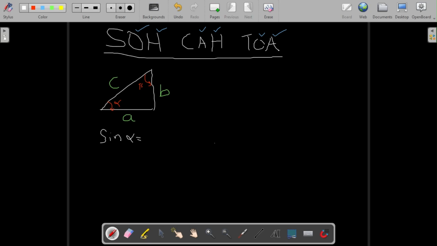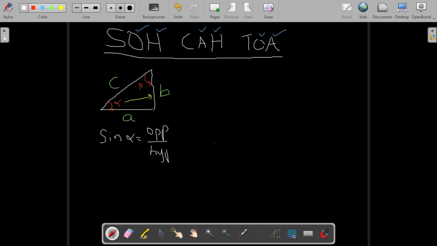opposite over hypotenuse. The truth about the opposite of a right angle triangle, looking at SOH CAH TOA, is that you have to consider the direction the angle is facing. If you look closely, this angle is facing B, and this can be seen as the opposite. So this is opposite over hypotenuse.